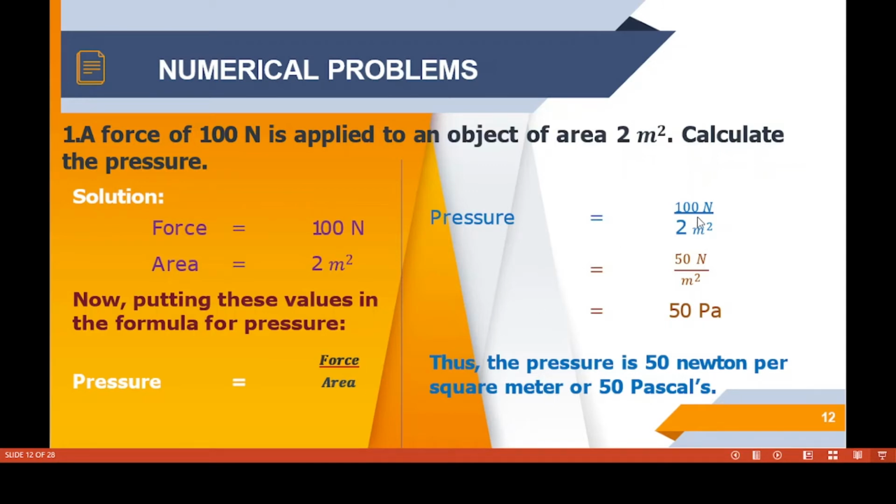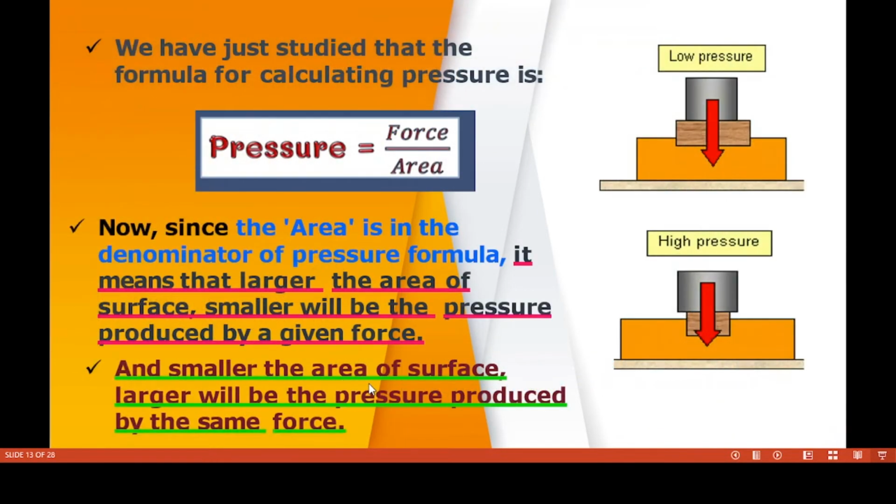So 100 Newton by 2 meter square. Strike out this, children. 1 2s are 2, 5 2s are 10. So 50. 50 Newton per meter square. Already I told you before, 1 Pascal equals 1 Newton per meter square. So we have to write 50 Pascal. Thus the pressure is 50 Newton per square meter or 50 Pascals. So this is the answer for this question.